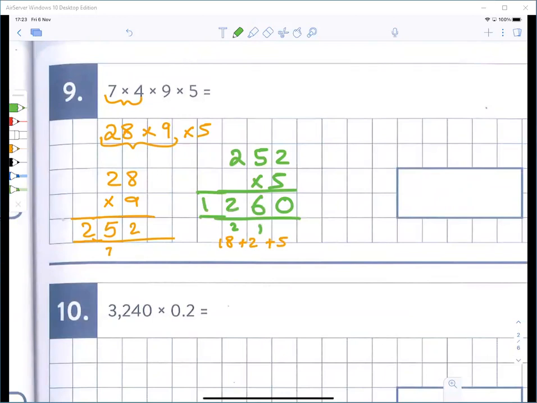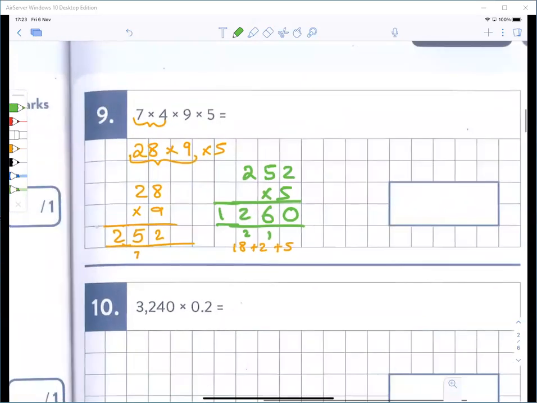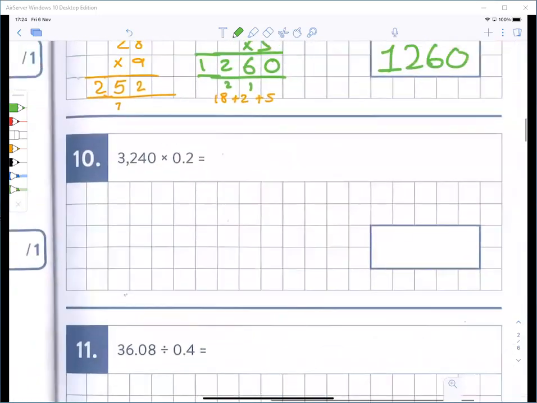Okay, so what's the answer altogether? The final answer? 1260. Beautiful. So I've done exactly the way that you thought about it rather than my way, which I've done in the previous question. And that's perfectly fine in the exam. Perfectly fine. Lovely. Right, next question.